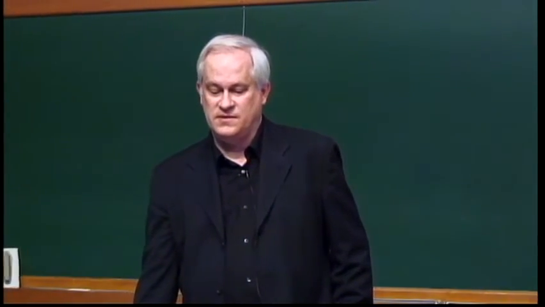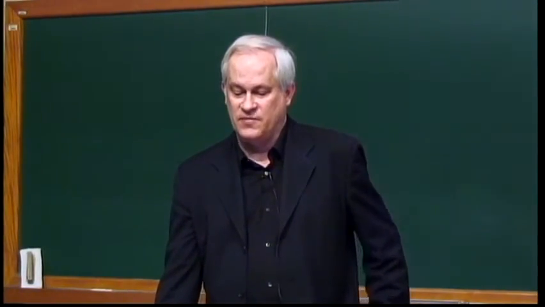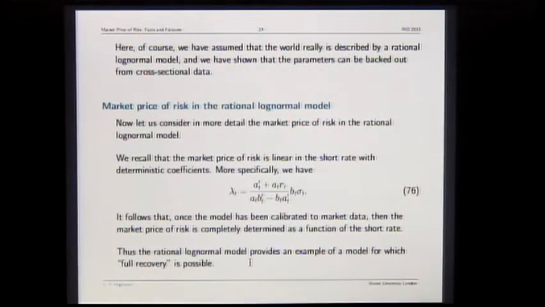So this shows that the rational log normal model provides an example of a model or a family of models for which full recovery is possible in the sense of Ross. And that's to say, from suitable option data, we can recover the behavior of the model entirely in the P measure.